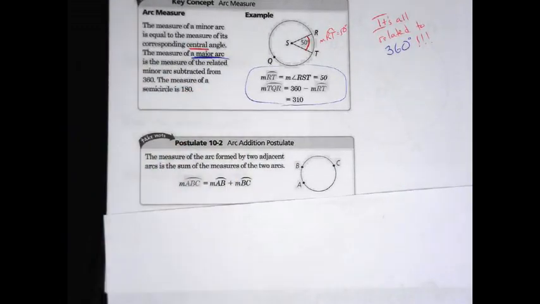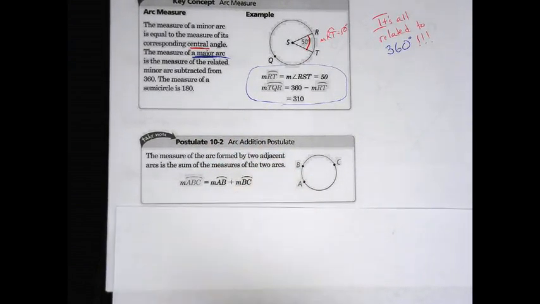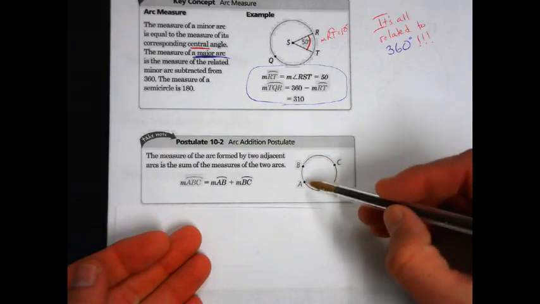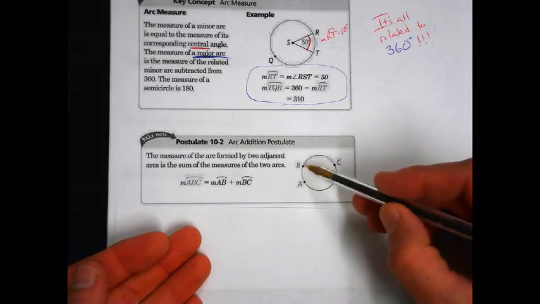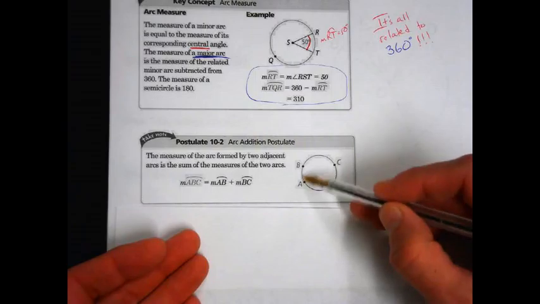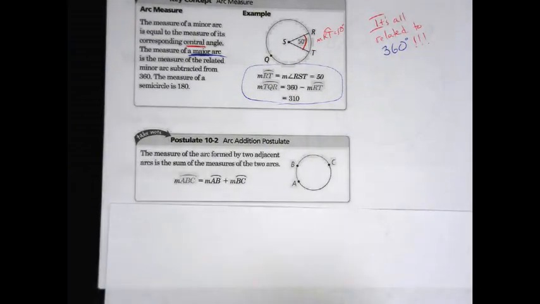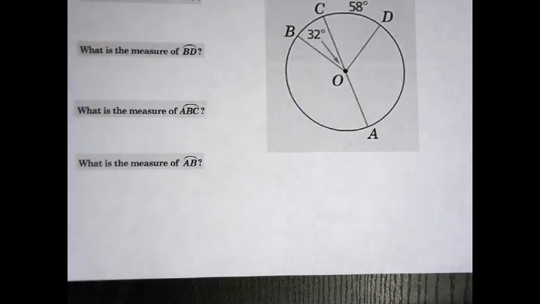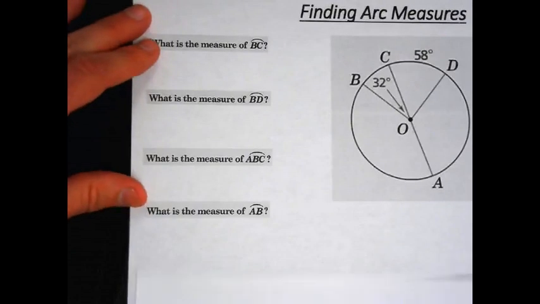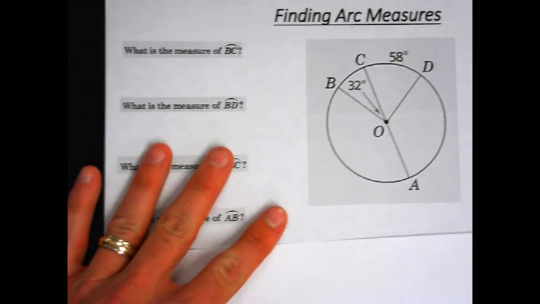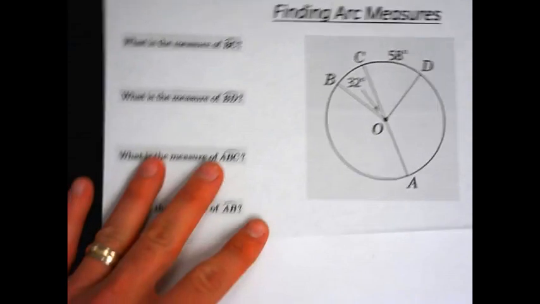Now the next thing is relating this to our old addition postulate. The addition postulate we've used with segments, angles, and areas applies to arc measures as well. The measure of arc ABC, starting from A, ending at C, going through B, is equal to the measure of arc AB plus arc BC. So let's apply that to the following questions. Remember, everything relates to the entire way around the circle, 360 degrees.